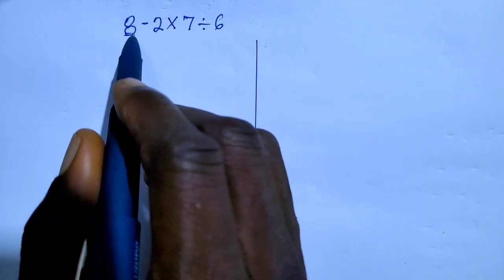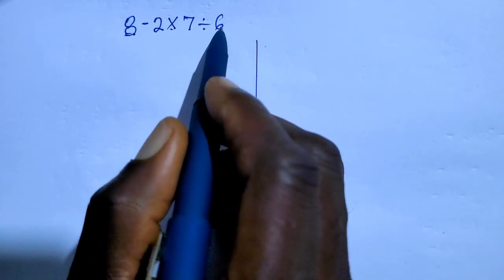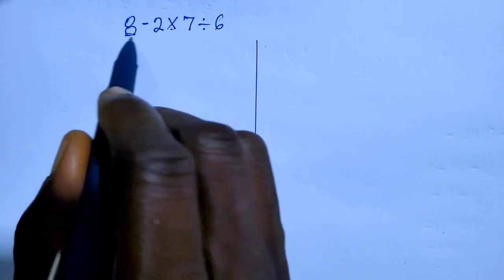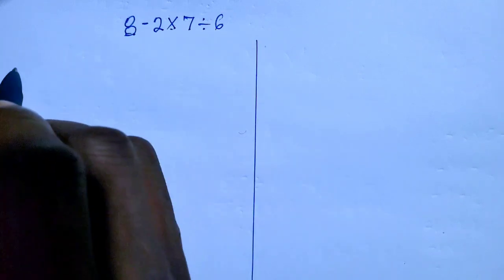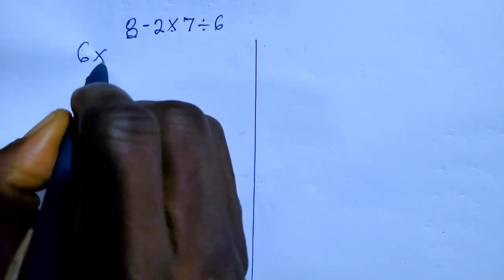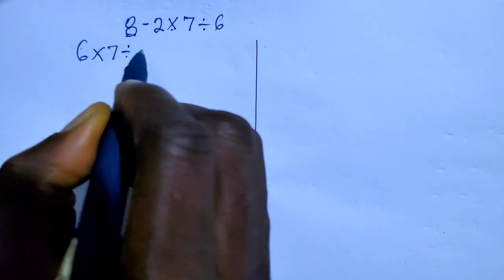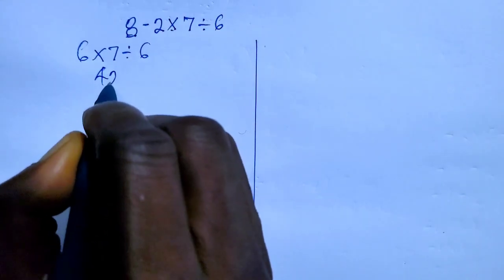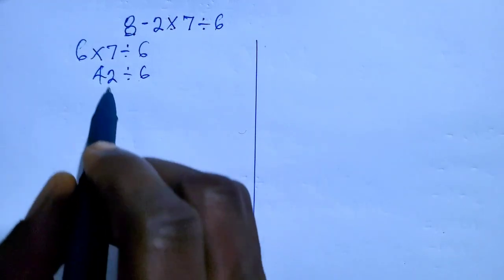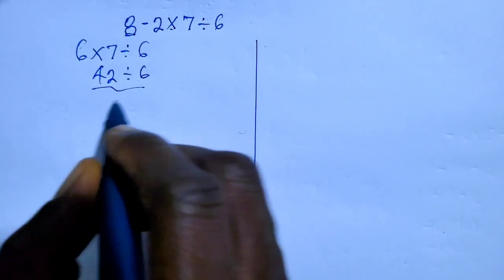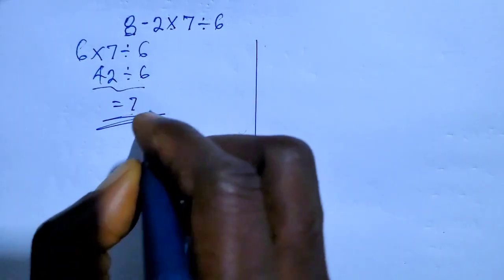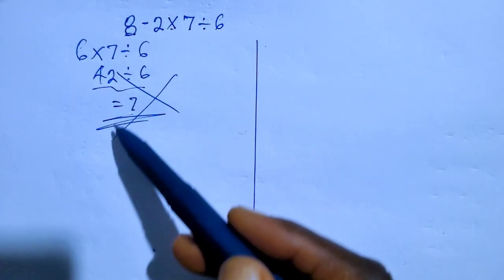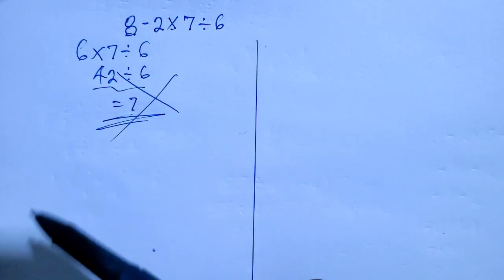Then we have 8 minus 2 multiplied by 7 divided by 6. Right here, many people started off with 8 minus 2, that will give 6 multiplied by 7 divided by 6. Then right here, 6 times 7, that gives 42 divided by 6. And lastly, 42 divided by 6, that gives 7. But this answer is wrong. As such, this first approach here is completely wrong. Do not make this mistake.